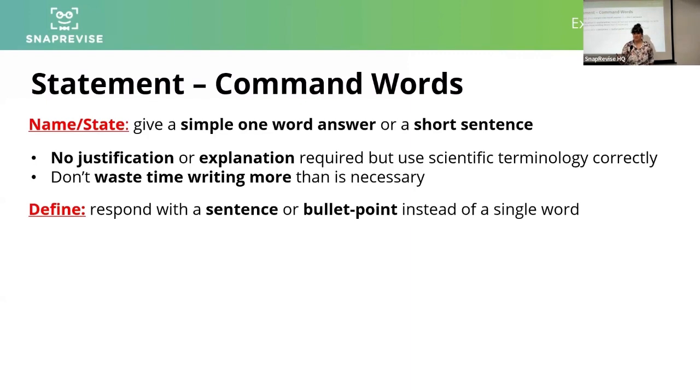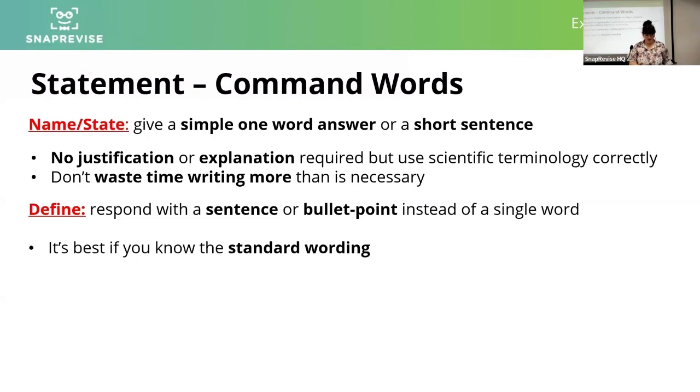You might be asked to define something, and in your exam board specifications, there should be a lot of, you need to be able to define this. Students must be able to define these keywords. If you ask for a definition, most definitions are going to be at least a short sentence. Sometimes we can get them down to a concise few words, but basically it's a short sentence. So make sure that you're giving a sentence rather than a single word if you ask for a definition. It's best if you know the standard wording, and by standard wording, I mean, if you don't use the right keywords, you might not be given the mark.